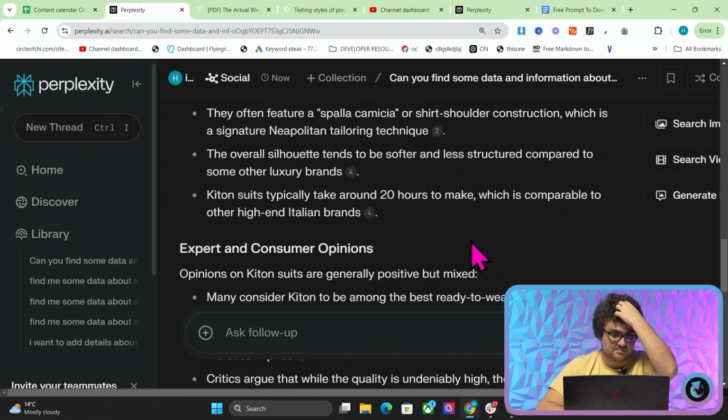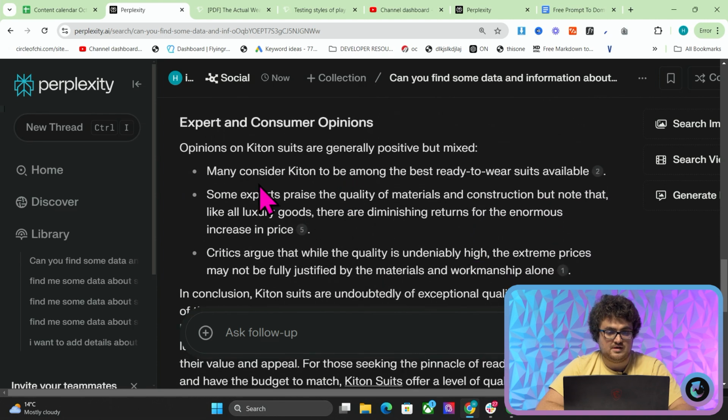I kind of wanted to get a bit more of an idea of what people thought. Opinions on Kiton suits are generally positive but mixed. This is the kind of thing that you can really, really start to enrich, like a product review article or whatever it might be. This is the kind of information that people want.